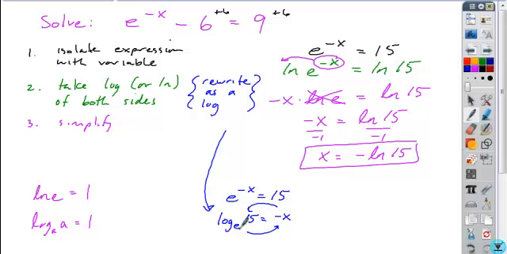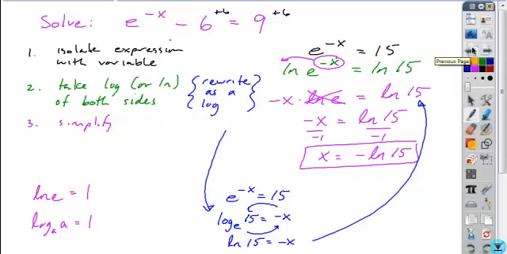Well, what is log base e? Log base e is natural log. So ln of 15 is equal to negative x, and that gets me right to this step. Okay, so you can think of it either way. You can either take the log of both sides, or you can rewrite your equation in its log form, whichever one is easiest for you to think about.